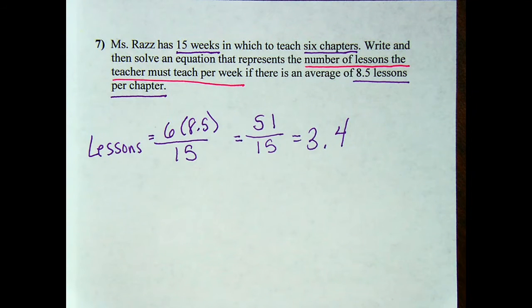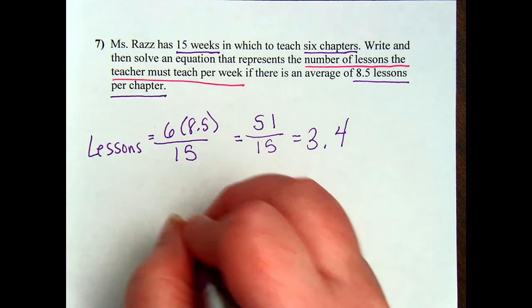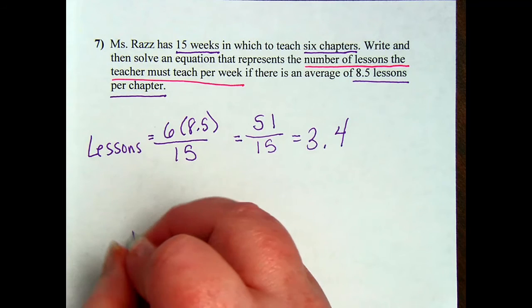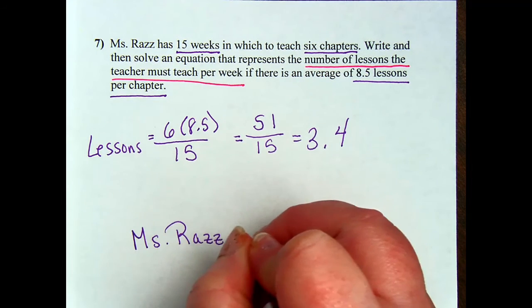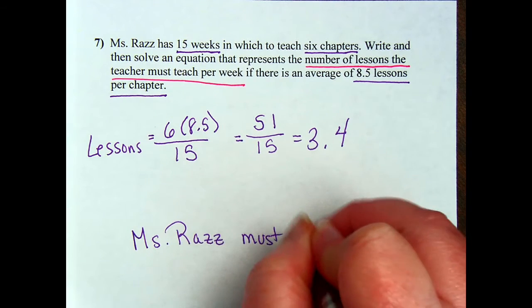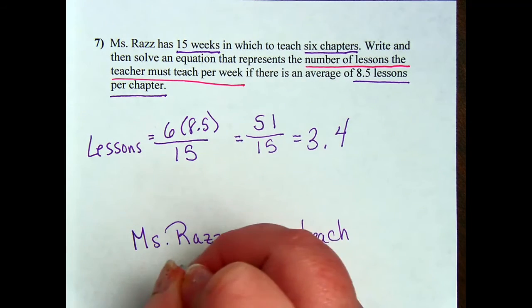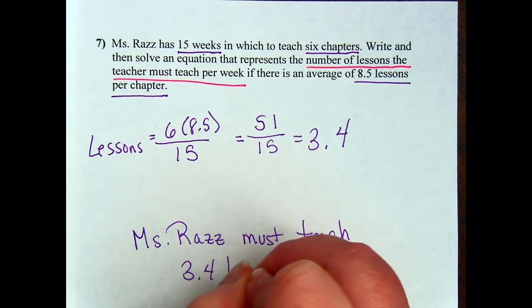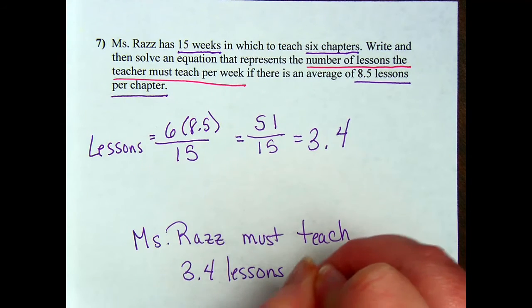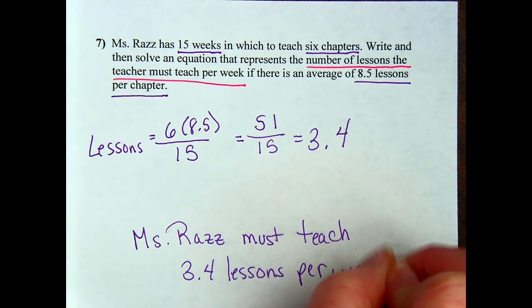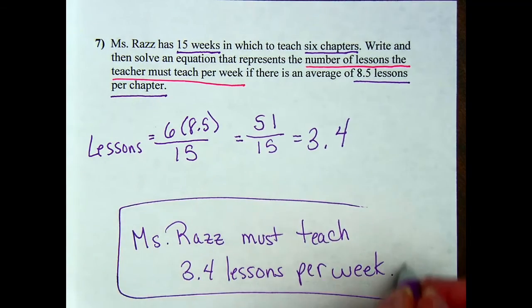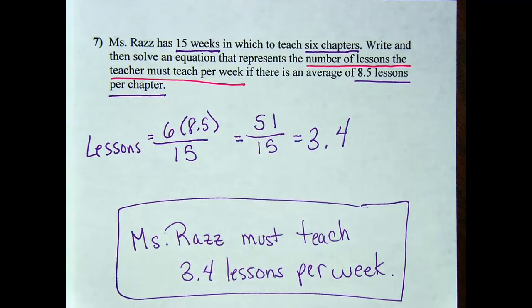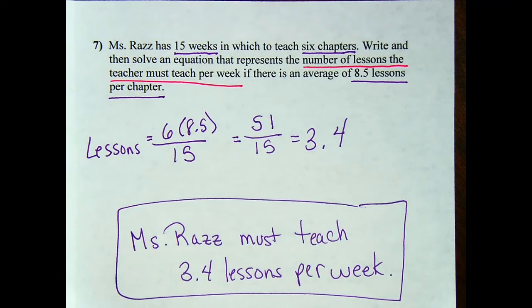And therefore we know that Miss Raz must teach 3.4 lessons per week. And the reason that we write our answer in full sentences is because this is a word problem. So let's look at another example here.